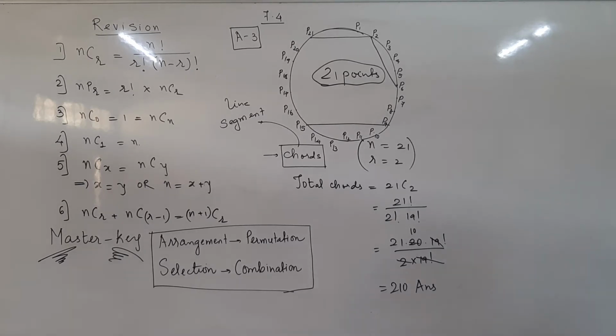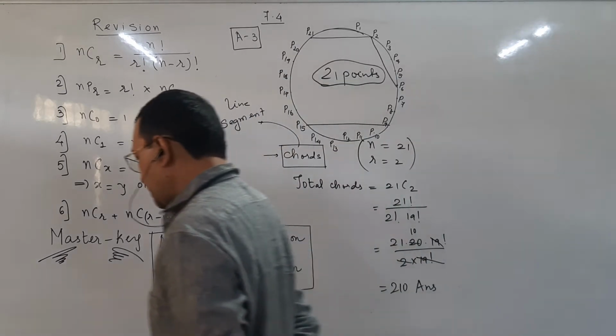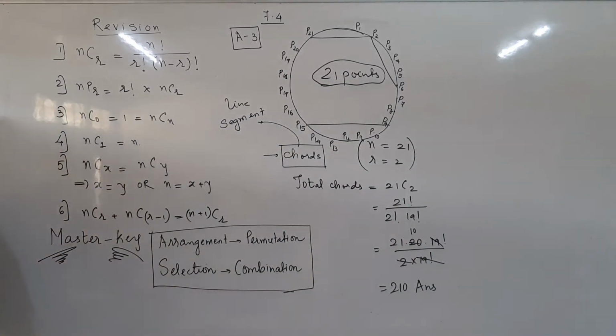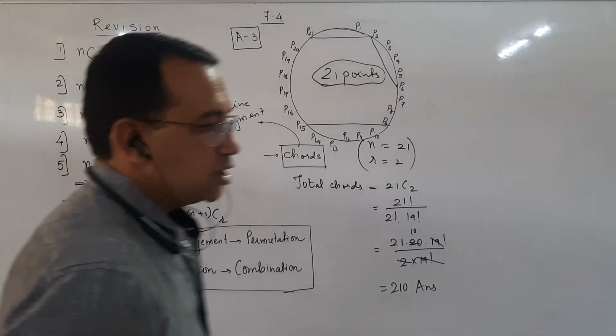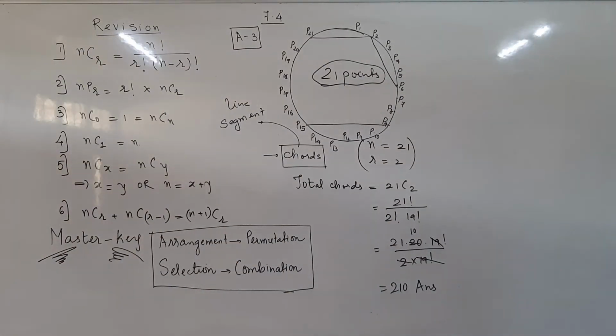So given n is equal to 21 points, for a chord, which is a line segment joining 2 points on a circle, we need 2 points. So the number of chords formed is equal to 21C2, because given 21 distinct points, we are selecting r equal to 2.